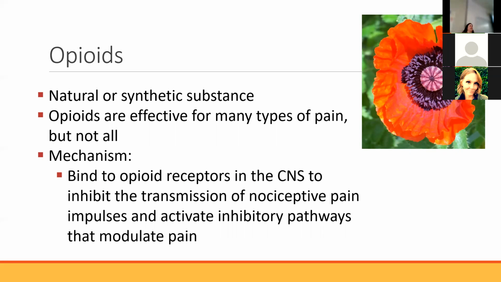Opioids, we have natural and synthetic, natural ones coming from the poppy. Effective for a lot of types of pain, but not all of them. And they bind to the opioid receptors in the CNS, so they inhibit the transmission of the actual pain impulse as well as inhibit those pathways. So kind of in both directions, those signal transmissions.